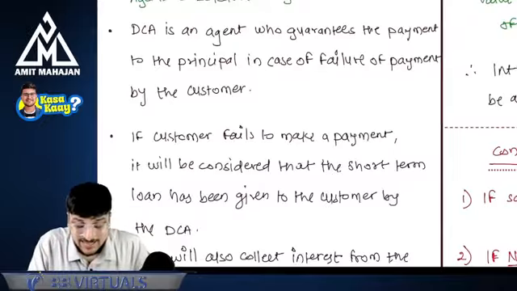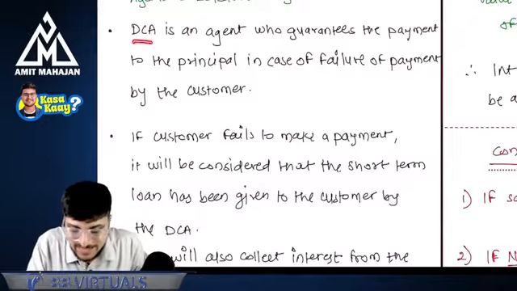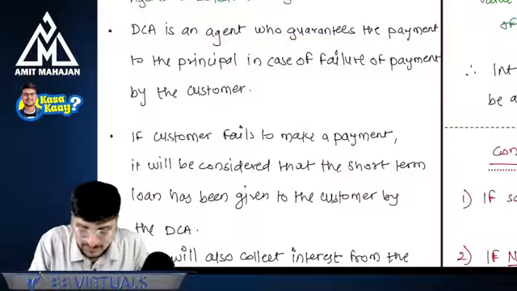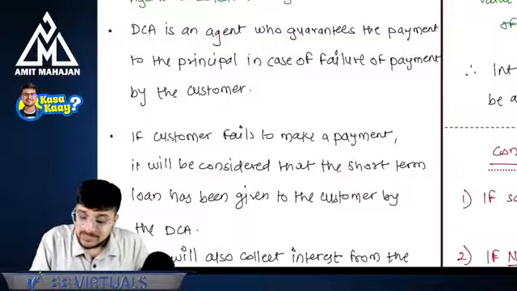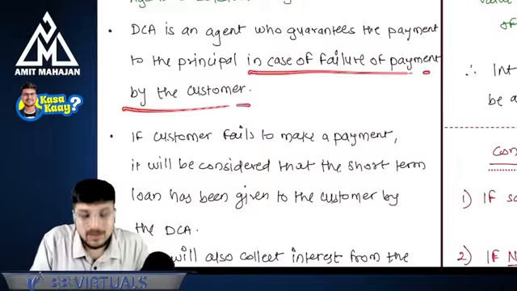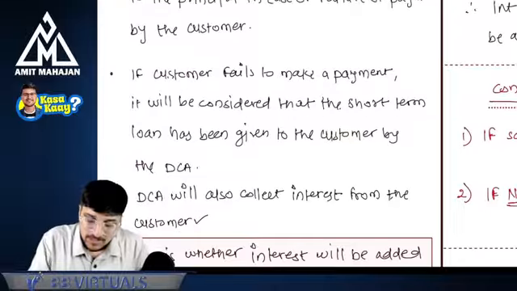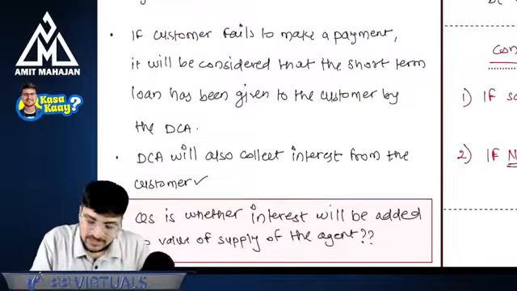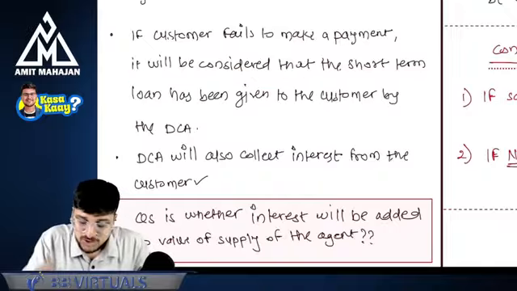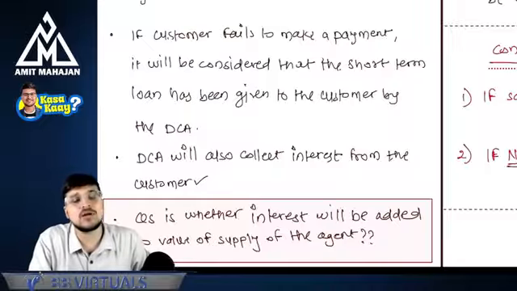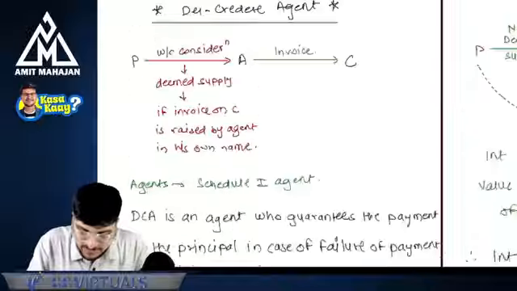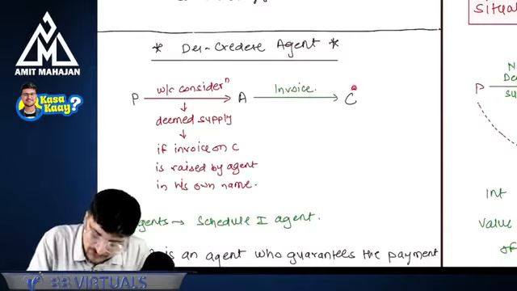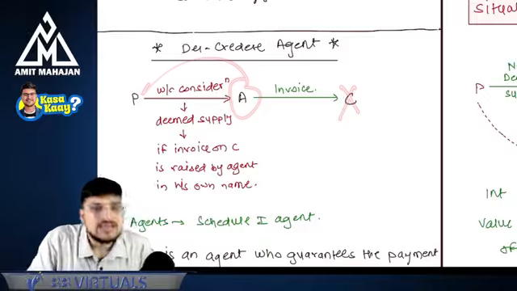Now, just a small background. The DCA, that is Del Credere agent, is an agent who guarantees the payment to the principal in case of failure of payment by the customer. Okay. If the customer fails to make a payment, it will be considered that a short-term loan has been given to the customer by the DCA, which means, as I told you, that if the customer does not pay, the agent will make a payment.